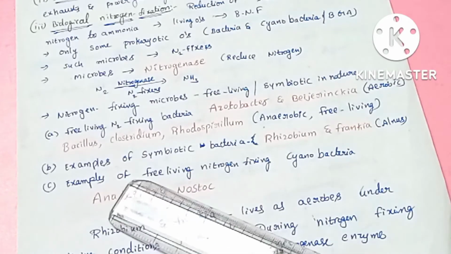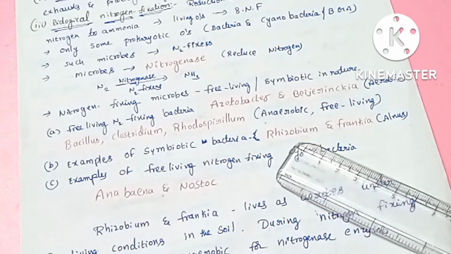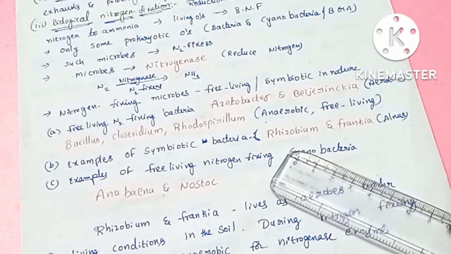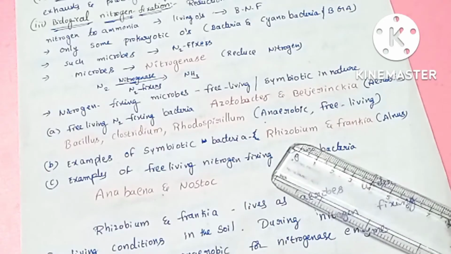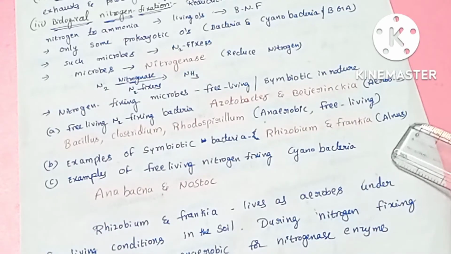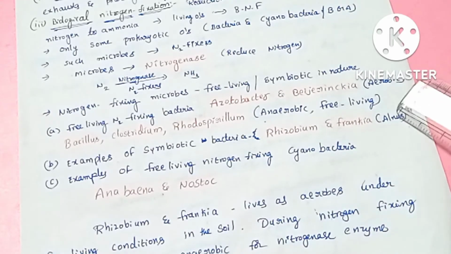Now we'll see the examples of symbiotic bacteria. So symbiotic bacteria examples are Rhizobium and Frankia. Rhizobium fixes atmospheric nitrogen in the leguminous plants, whereas Frankia fixes the atmospheric nitrogen in non-leguminous plants like Alnus, where it fixes in Alnus plants.